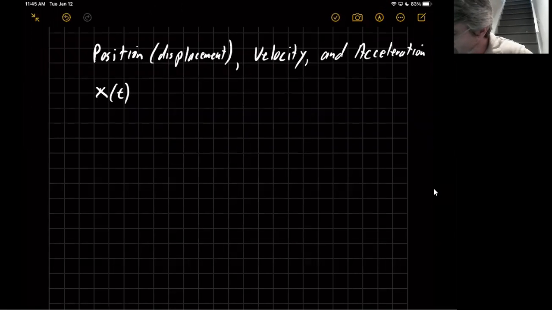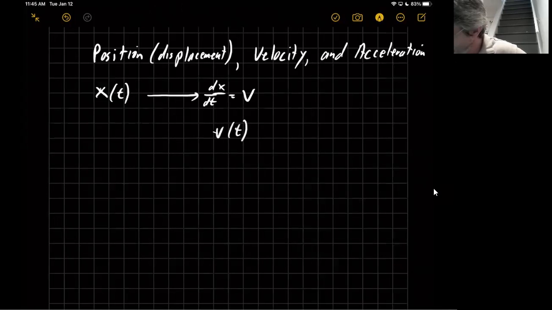And then if you were to take the derivative with respect to time of X, we could say that's dx dt. You said, oh, that's V, the velocity, and that will also be a function of time. So you could call that V of t. If you take the derivative of that, that would be dv dt. Well, what is that called? That's called acceleration. That's the rate at which your velocity is changing.